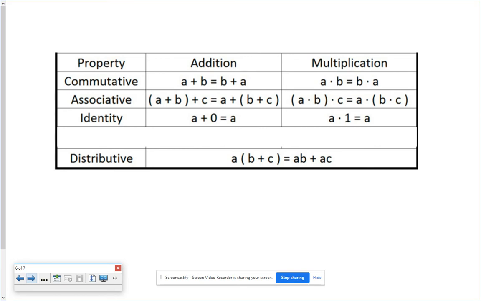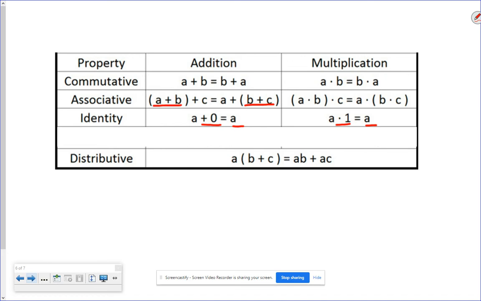The associative property is when the parentheses associate with different numbers, or the parentheses move location. So notice in the addition one, we have the parentheses with A and B, and then the parentheses with B and C in the other part. The identity property is anytime we add 0 to something, it stays itself. Anytime we multiply by 1, it stays itself.